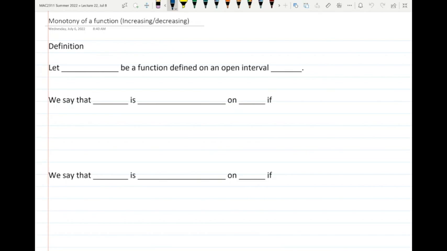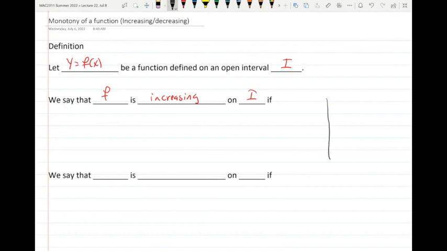So let me remind you of the definition for this. What does it mean for a function to be increasing or decreasing? Let y equal f of x be a function defined on an open interval I. So we say that f is increasing on the interval I.